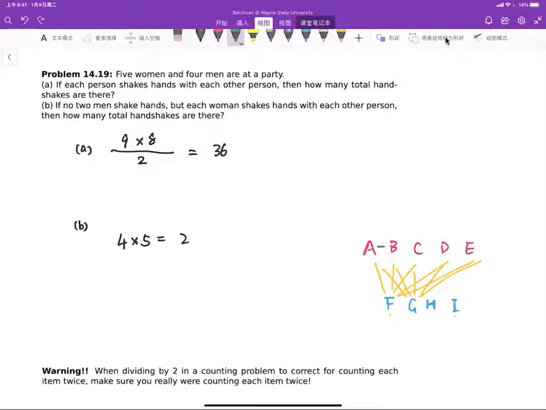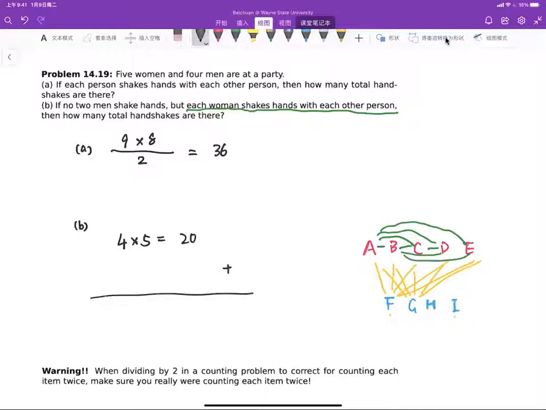It says each woman shakes hands with each other person. That means A will shake hands with B, C, D, and E. The same, B will shake hands with A, C, D, and E. C will shake hands with A, B, D, E, D will shake hands with A, B, C, E, and E will shake hands with A, B, C, D. So we need to add something, right? Basically, that's the number of handshakes between two women. Can anyone tell me that number?